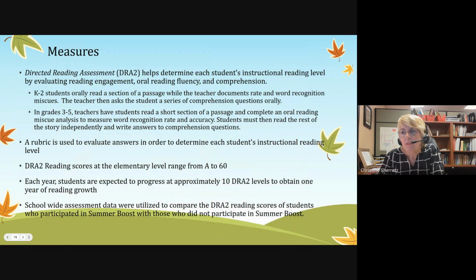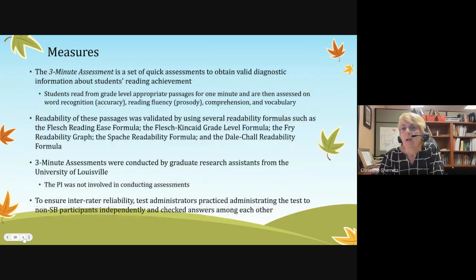What we did was administer what we call a directed reading assessment. That's where kids are reading, and then after they read, you do a comprehension check on them. A rubric was used to determine their DRA level. Students are expected to progress approximately 10 DRA levels to obtain 1 year of reading growth. So that's important that you know.